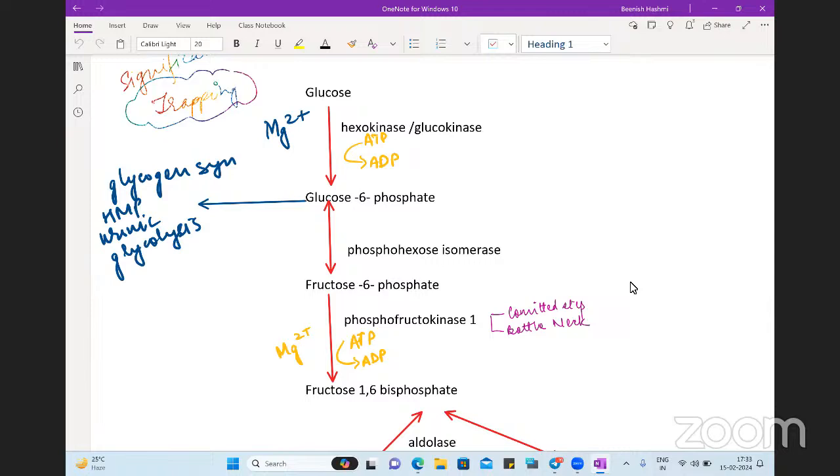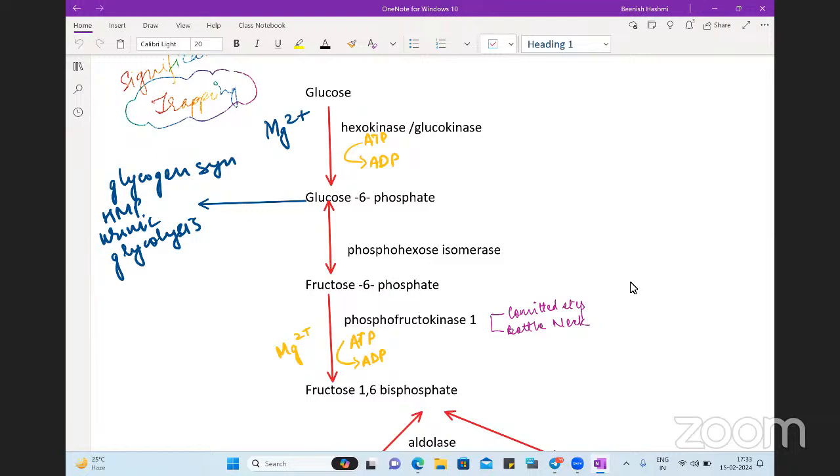Now this glucose is absorbed into the bloodstream. From the bloodstream it enters into the cell. How it enters into the cell is a vast topic, but for your understanding, as of now we have different glucose transporters from GLUT1 to GLUT14, depending upon the site and where in the body it's present.